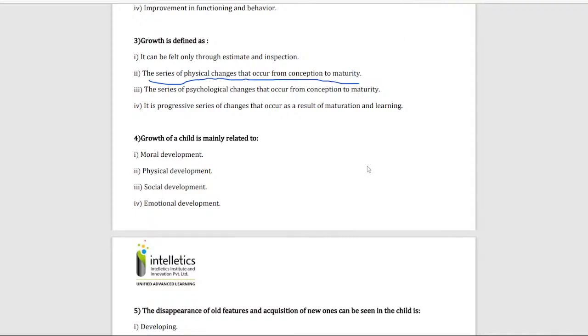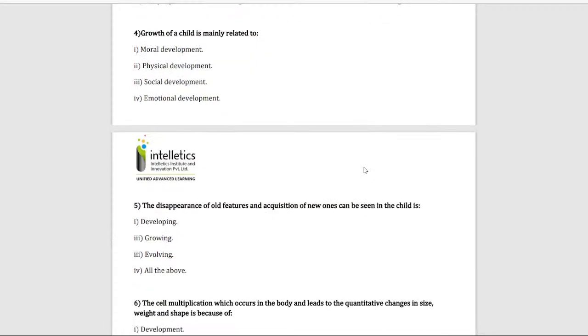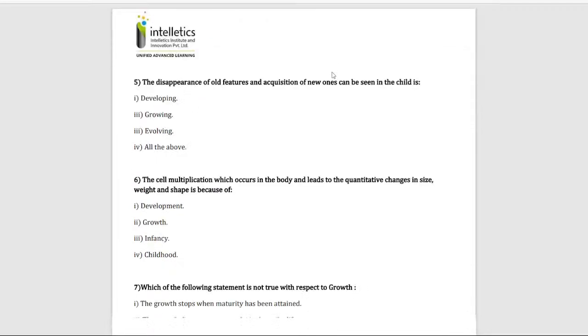Coming to the question number 4, growth of a child is mainly related to dash. A. Moral development. Second, physical development. Third, social development. And fourth, emotional development. So the answer for this question will be physical development. Growth of the child is mainly related to physical development.